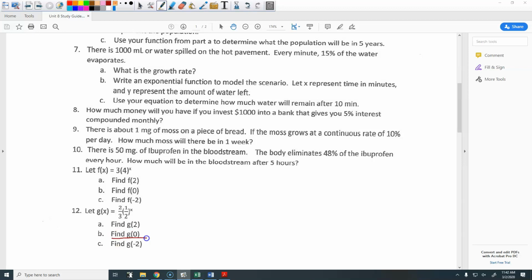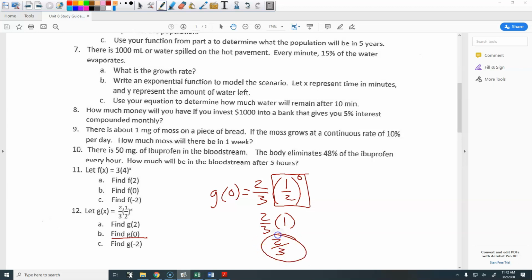Next one, g of 0. Any number to the 0 power, we said before, was 1. And any number times 1 is just itself. So 2/3 is our answer for that one.